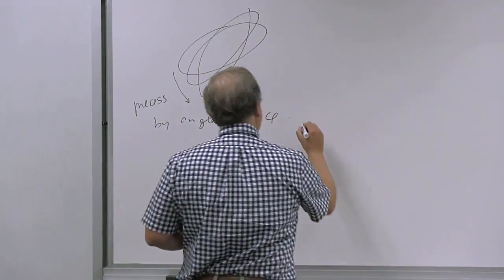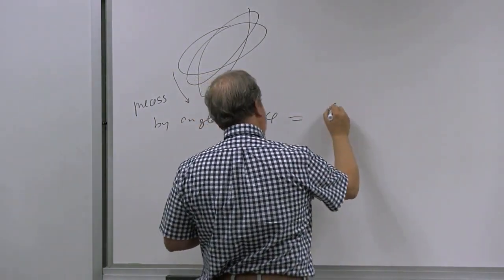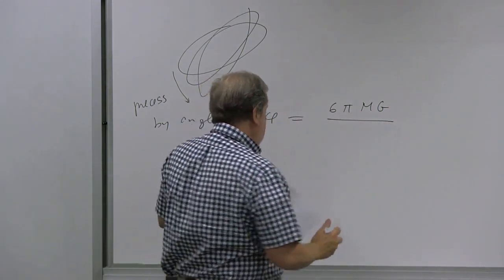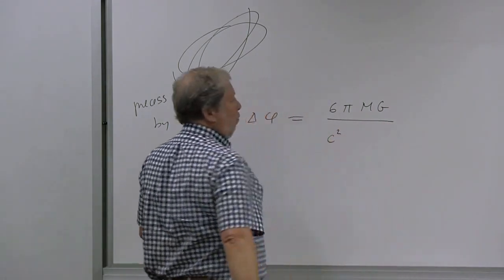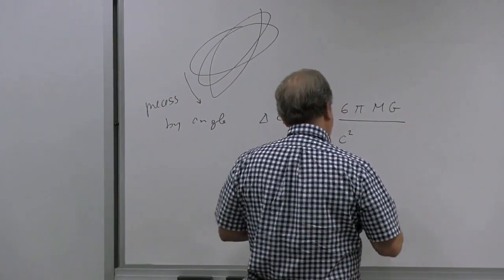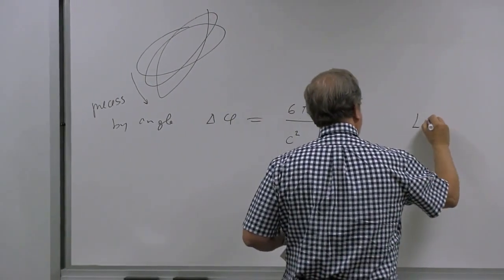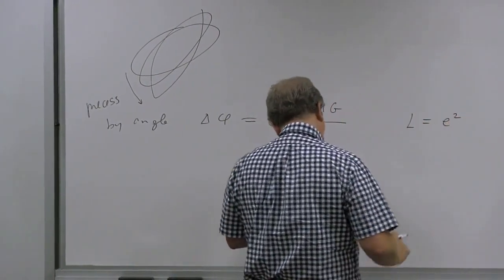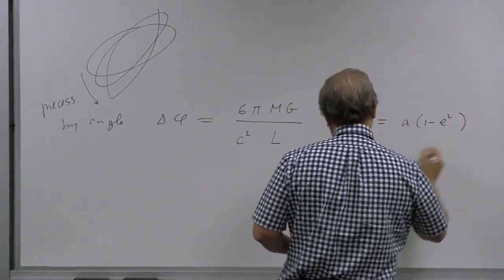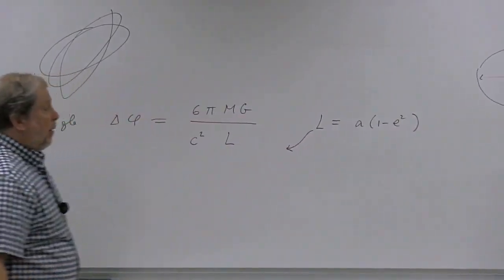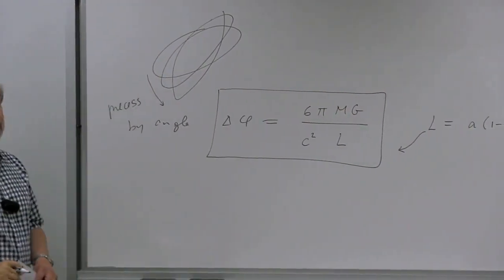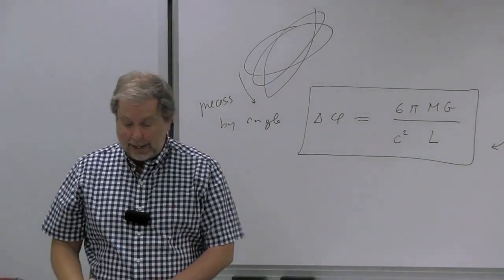Delta phi is equal to 6 pi mg divided by, and if you want, we can put back the speed of light. So the speed of light, if it's not equal to 1, goes in there. And then times L, where L is equal to A times 1 minus E squared. So Einstein's theory predicts that there is a shift in the perihelion of Mercury, which is given by that amount.